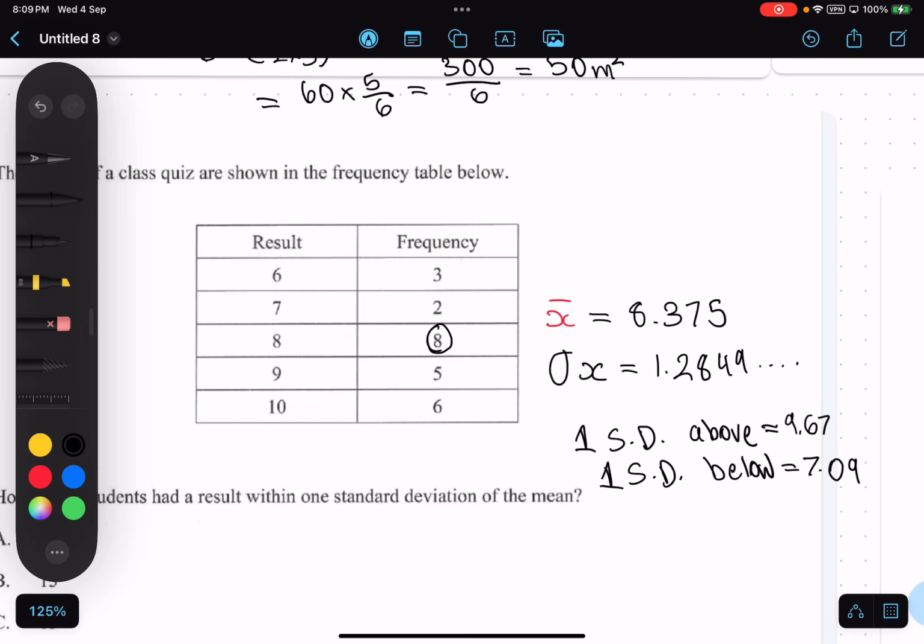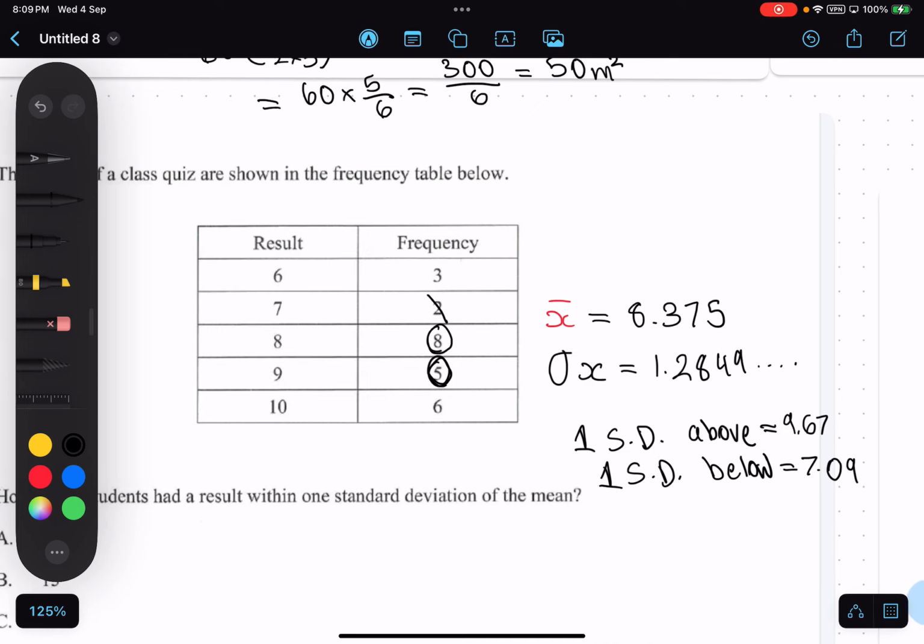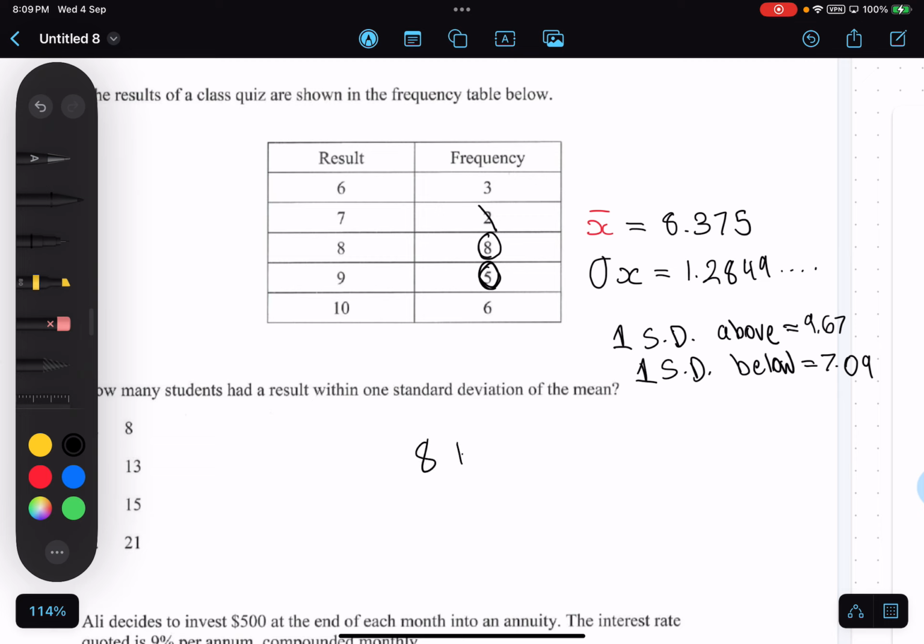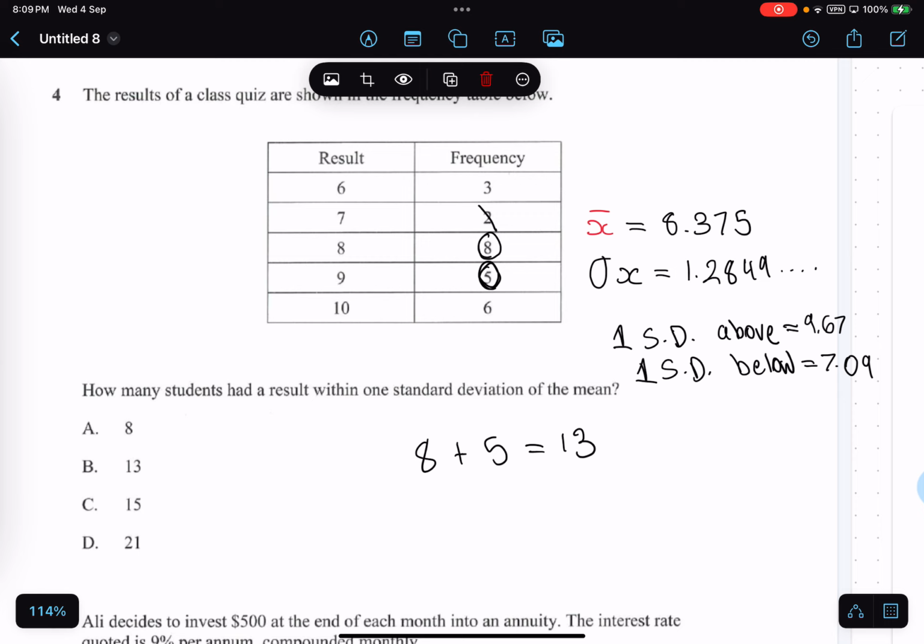So that's 8. 7.09. So, yeah, 7 is more than 1 standard deviation below the mean. So this 7 actually doesn't count. I made that mistake in the exam. 9 is within 1 standard deviation above the mean, since 1 standard deviation above is 9.67. So these circled ones are going to be within. So it would be 8 plus 5, which equals 13. And that will give you B.